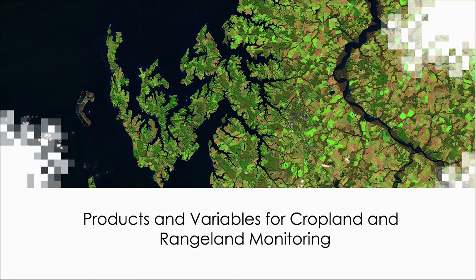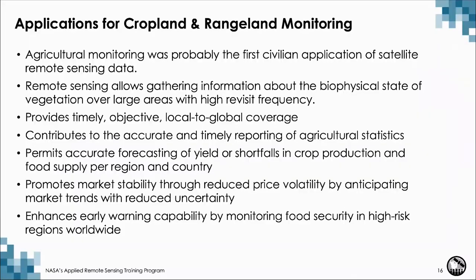We will now cover some of the main applications, products, and variables used for cropland and rangeland monitoring. As discussed in part one of the webinar series, agricultural monitoring was probably the first civilian application of satellite remote sensing data, starting with Landsat 1 when it launched in 1972.